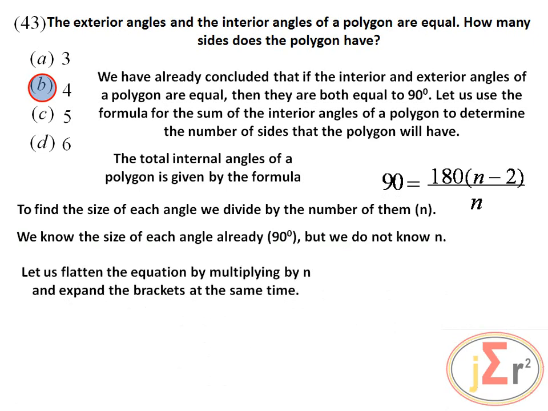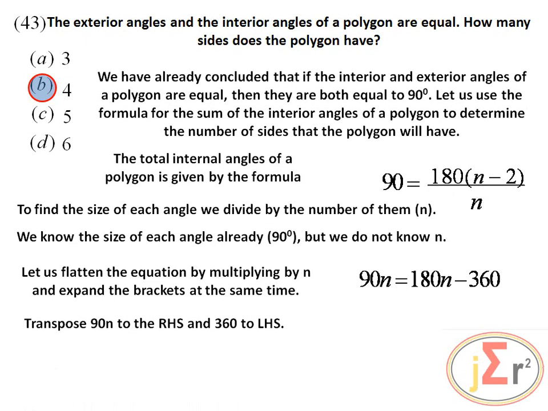We will solve this equation and we will take the approach of eliminating the denominator from the right hand side. Eliminating denominators, we usually say we are flattening the equation. So we will multiply by n on the left hand side. And let's see what happens. In the meantime, we will expand this bracket by saying 180n minus 180 times 2, so 180n minus 360. So 90n is equal to 180n minus 360.